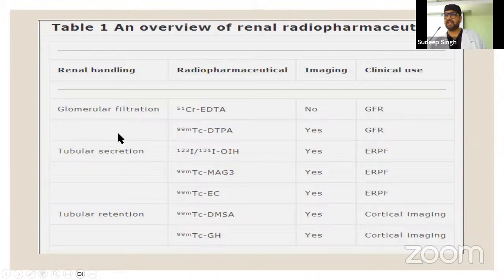Depending on renal handling, they can be divided into those handled by glomerular filtration, tubular secretion, or tubular retention. Those handled by glomerular filtration are EDTA and DTPA. By tubular secretion are OIH, MAG3, and EC. And tubular retention is DMSA and GH. Substances handled by glomerular filtration are used to calculate the GFR. Those handled by tubular secretion are used to calculate effective renal plasma flow. And those retained in tubules are used for cortical imaging.